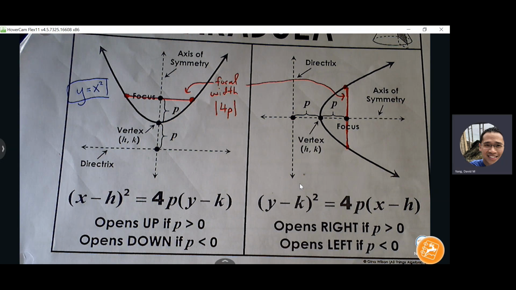Again, this sheet is attached to your calendar. You won't get to use it on the test, but right now, if you feel like you want to have something in front of you, it's attached to your calendar.